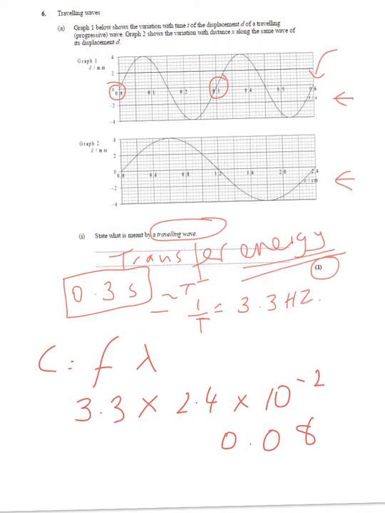0.08 meters per second, right? Which you could say 0.79 was also okay, but it's actually 0.0799, so you do round it up to 0.80. Okay, so that's this question done.